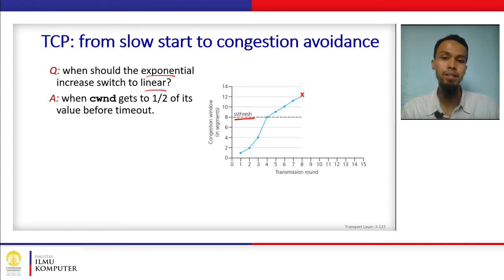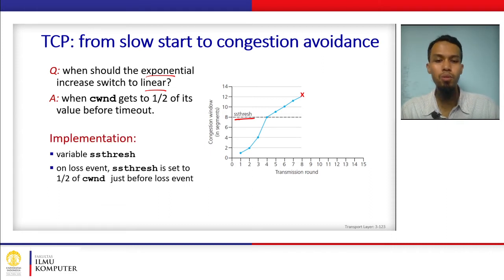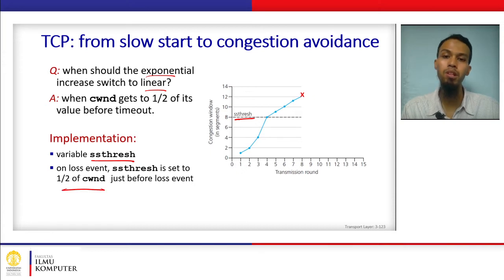Because this tries to avoid congestion. In this figure, after 8 segments, in the next transmission round the congestion window would go up to 16, which is too big. So in the implementation, SS thresh is a variable, and on a loss event, SS thresh is set to half of the congestion window just before the loss event.